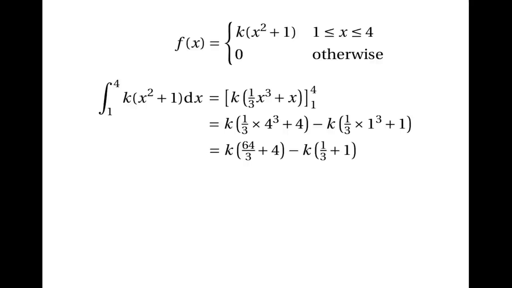We can simplify this in various ways, but one way is to see that 64 thirds minus 1 third is 63 thirds, and 4 take away 1 is 3. So we've got k times 63 thirds plus 3, and that's equal to 24k. Now the whole point here is that this area, this integral, must turn out to be 1. So what we can say now is that 24k is equal to 1, and therefore that k is equal to 1 over 24, which is the answer to this question.